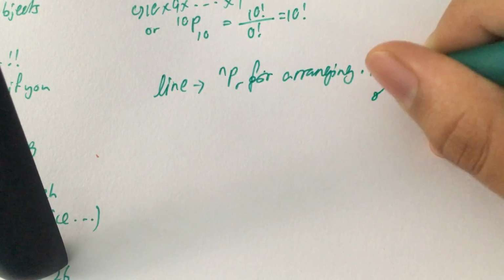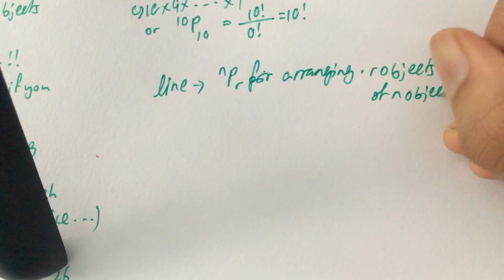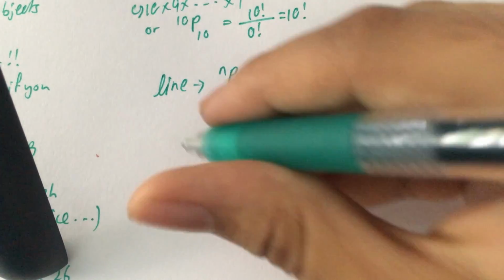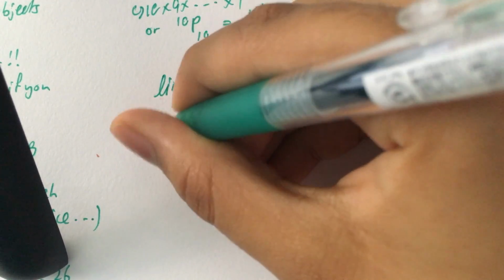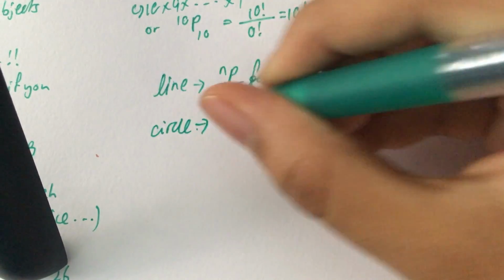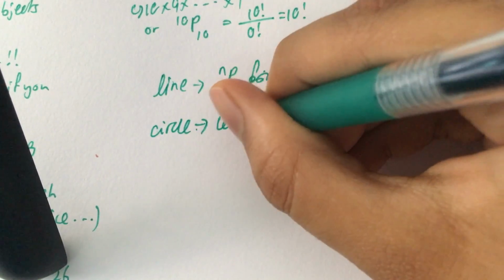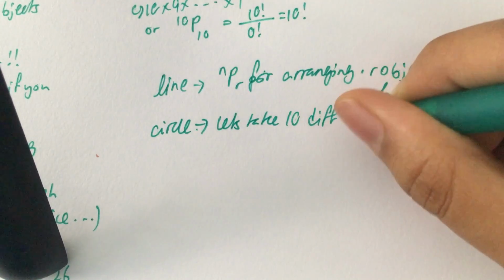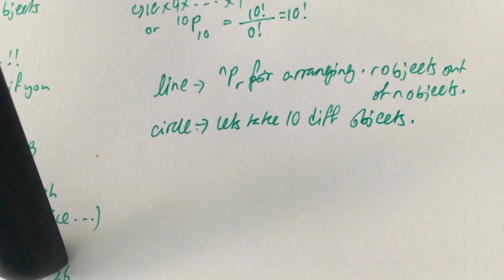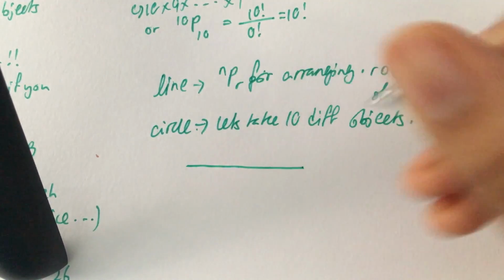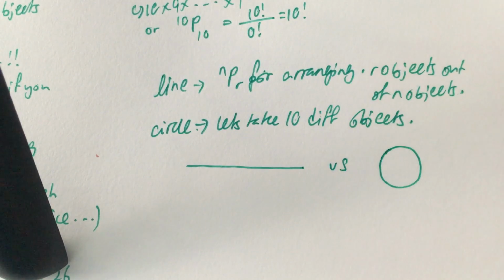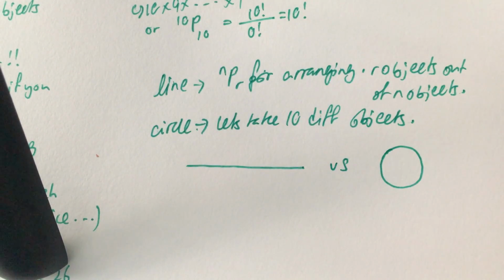So let's say you have 10 distinct objects. All of the objects are different. In the previous example, I also assumed that all of the objects are different, just in case for your information. So all of the objects are different, and we can now arrange them in a circle. So what's the difference between a circle and a line? Well, a circle is technically a line. It's just connected to itself. That's the important part. It's connected to itself.